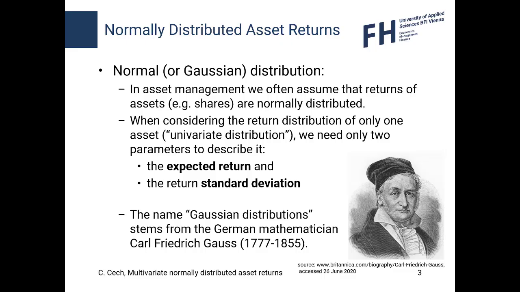The normal distribution sometimes is also called Gaussian distribution. So sometimes you might hear Gaussian distribution, which is just another name for this normal distribution. It stems from the German mathematician Carl Friedrich Gauss, who invented this concept a long time ago actually.